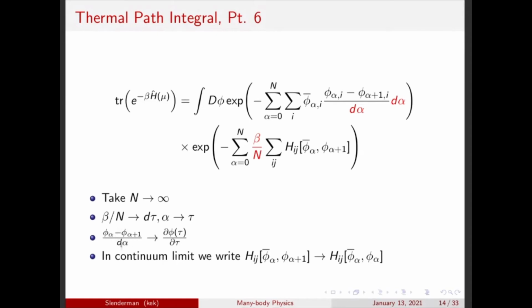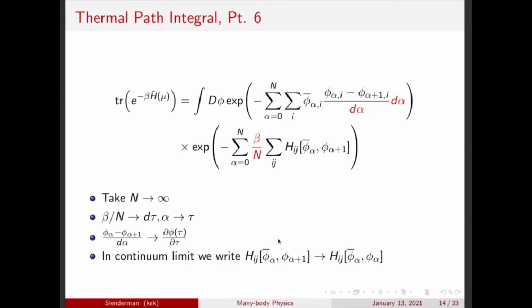With the way that this pops up in the action, this derivative term suppresses large fluctuations in the phi fields with respect to alpha. So typically in the continuum limit, we make this substitution. And this is the same substitution that's done in regular path integrals for quantum mechanics.